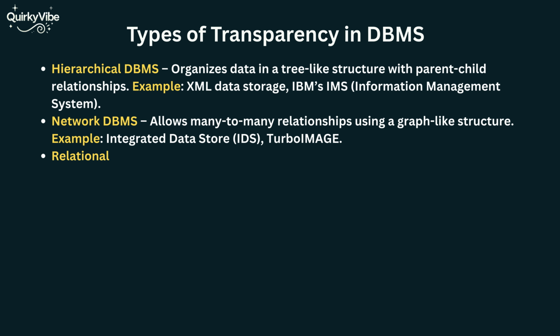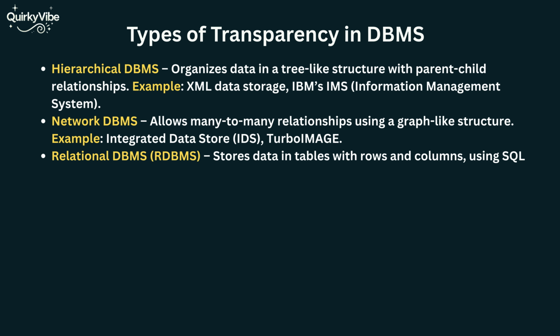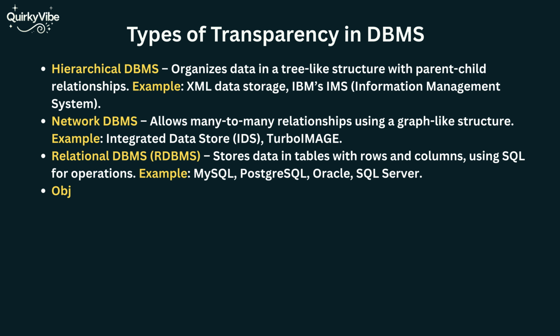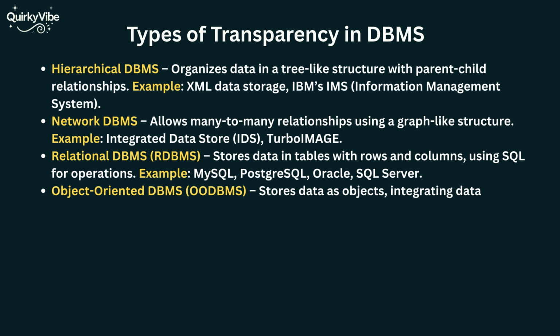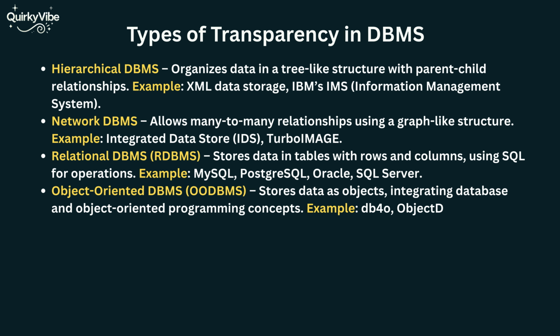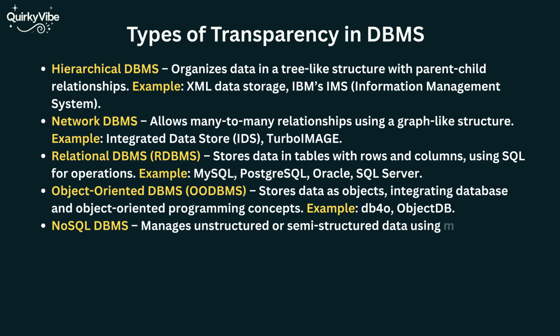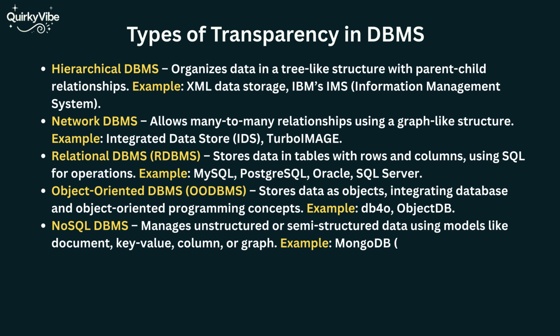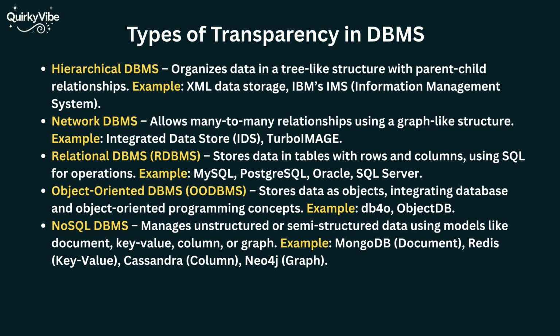Relational DBMS, RDBMS, stores data in tables with rows and columns, using SQL for operations. Example, MySQL, PostgreSQL, Oracle, SQL Server. Object-oriented DBMS, OODBMS, stores data as objects, integrating database and object-oriented programming concepts. Example, DB4O, ObjectDB. NoSQL DBMS manages unstructured or semi-structured data using models like document, key value, column, or graph. Example, MongoDB, document, Redis, key value, Cassandra, column, Neo4j, graph.